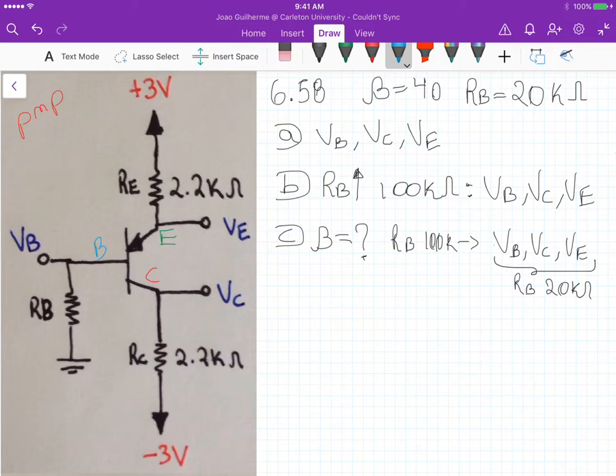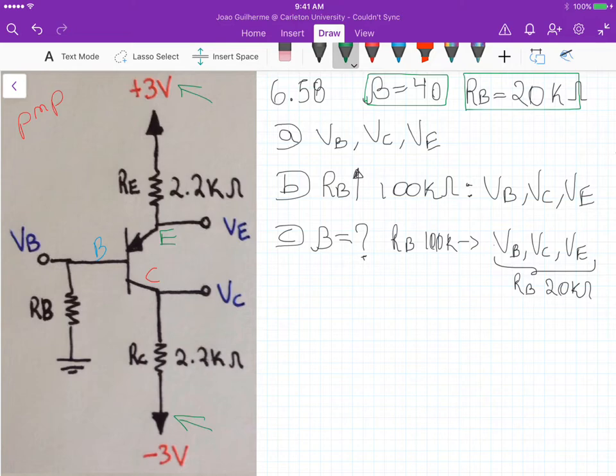And we don't know anything about the circuit except the common emitter current gain beta, which is 40 in this case. And for the first analysis, we know that RB equals 20K. Those are the information that we have. We also have this voltage source up here at the emitter, plus 3 volts, and this minus 3 down here connected to the collector resistance.